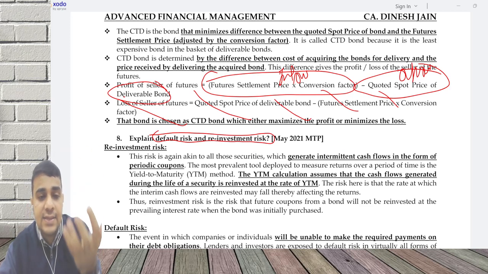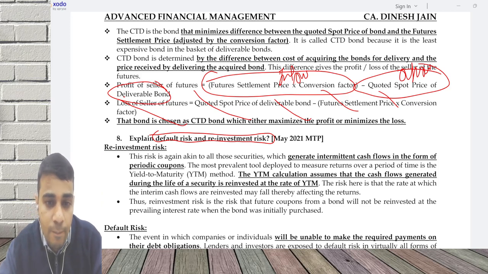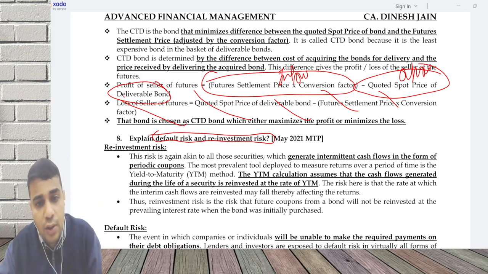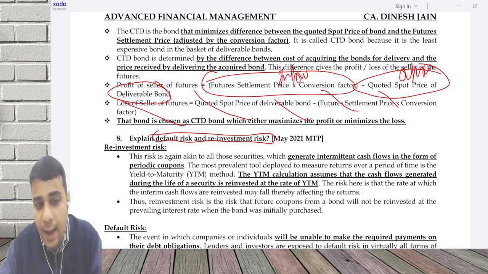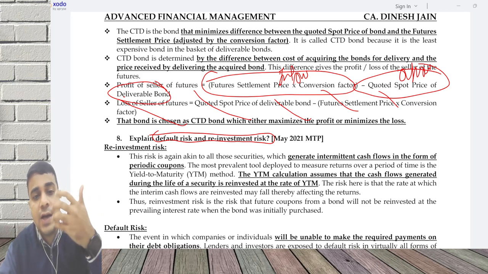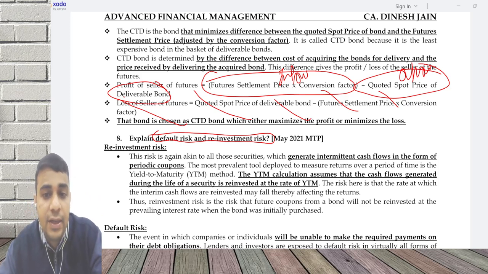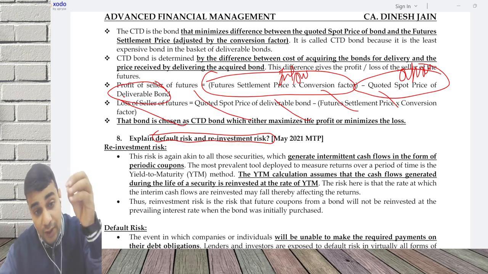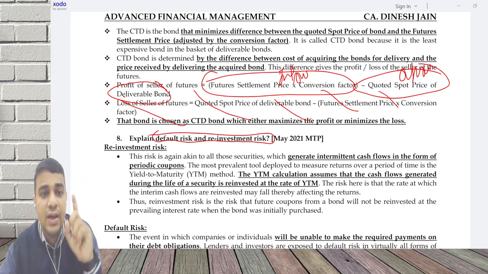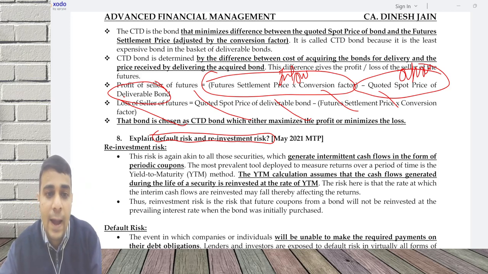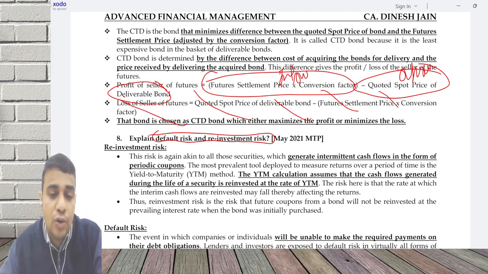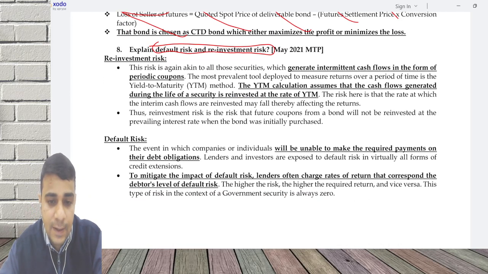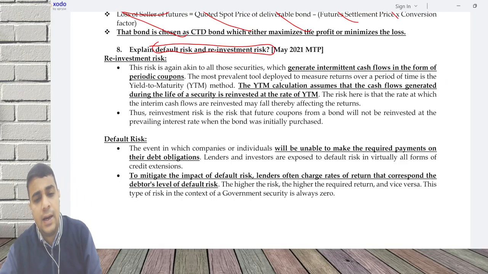Default risk is that I have invested in a bond instrument and unfortunately the counterparty has defaulted on its obligation. If they default on their debt obligation, I will not be getting money from them and that is going to impact me. So default risk is the other party not making payment on their debt obligation. In fact, to cover this also, we learned about CDS, credit default swaps, or CDO. All those instruments can be used to cover against the default risk. So kind of a very simple area.